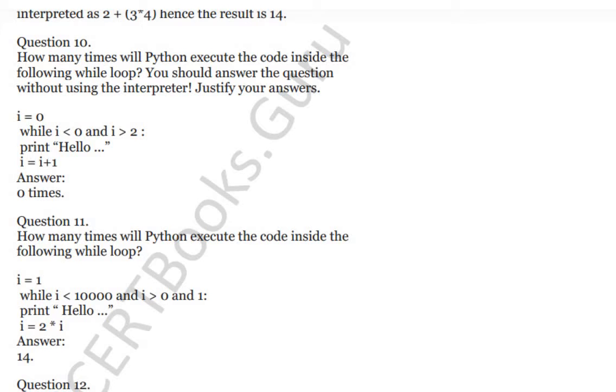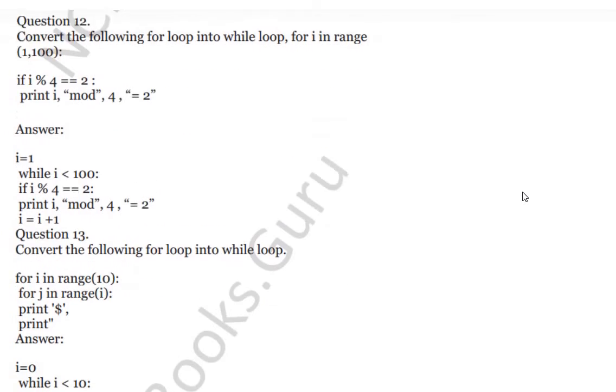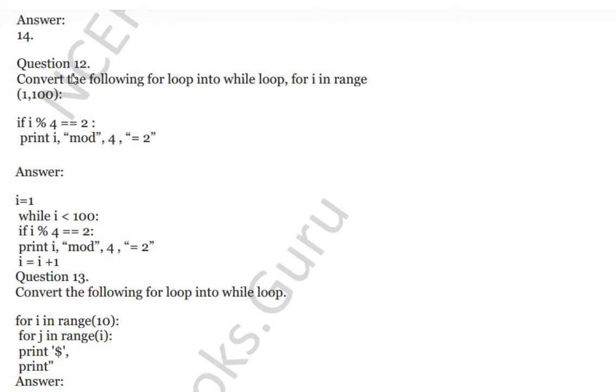We will see conversion first, and later on we will do the other one. See here, convert the following for loop into a while loop: for i in range 1, 100: if i mod 4 is equal to 2, print i. You have to convert it into a while loop.